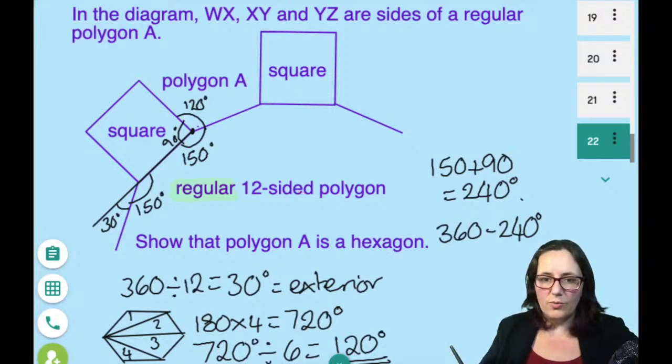I'd marked 120 degrees in polygon A up there. You can see that they're the same. Therefore, we know for certain now polygon A is a hexagon. We've done what they've asked. We've clearly reached the 120 degrees, both by calculating the missing angle up here and by working it out from a hexagon.